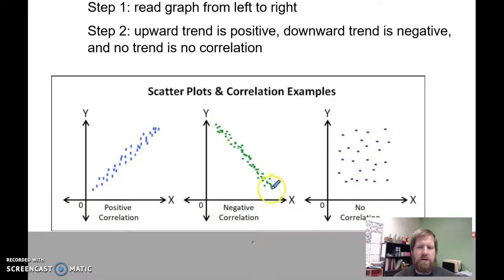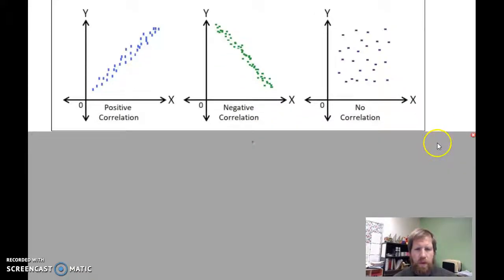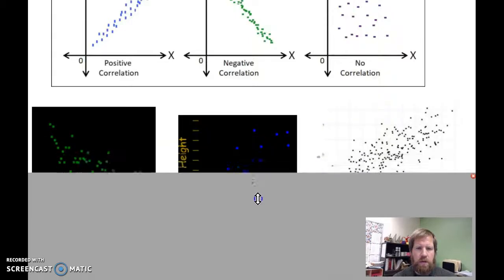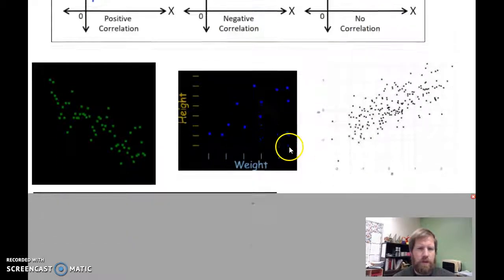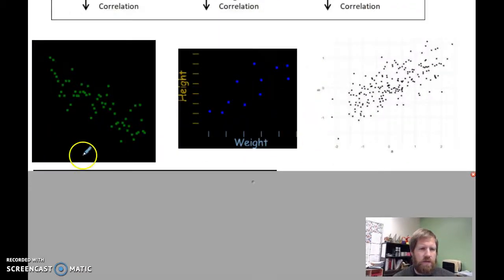If they keep decreasing, you're going to have negative correlation. And again, if they're all over the place, you're going to have no correlation. Okay? So let's look at some sample graphs. Alright, so this one, from left to right, we see that generally we're going down. So that's going to be a negative correlation.